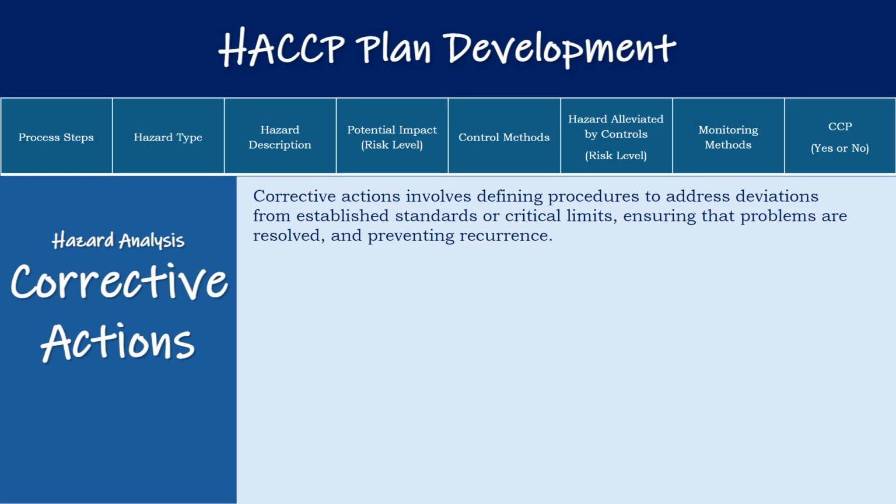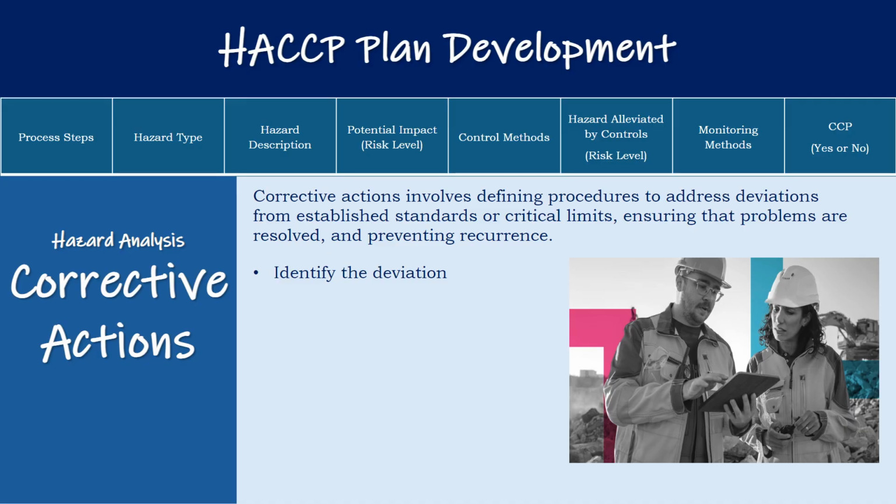Establishing corrective actions involves defining procedures to address deviations from established standards or critical limits, ensuring that problems are resolved and preventing recurrence. The process includes identifying the root cause of the issue, taking immediate steps to correct the deviation, and implementing measures to prevent future occurrences. Here's a more detailed breakdown.